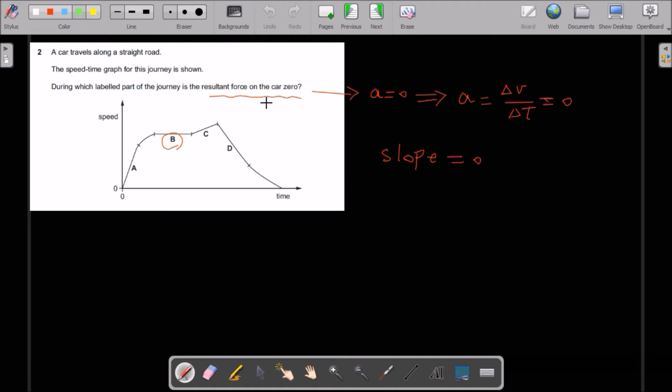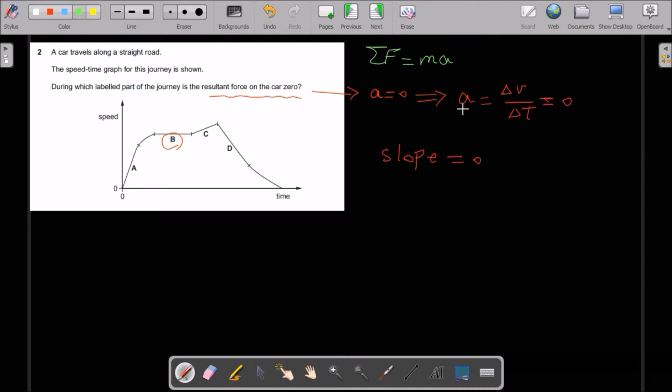Question number 2. A car travels along a straight road. The speed-time graph for this journey is shown. During which labelled part of the journey is the resultant force on the car 0? We know that when the resultant force on the car is 0, acceleration will be 0 because sigma F equals ma. Resultant force equals ma. When resultant force is 0, acceleration must be 0.